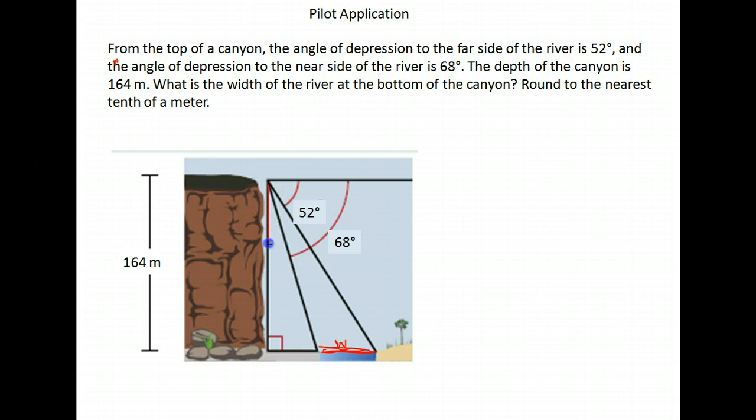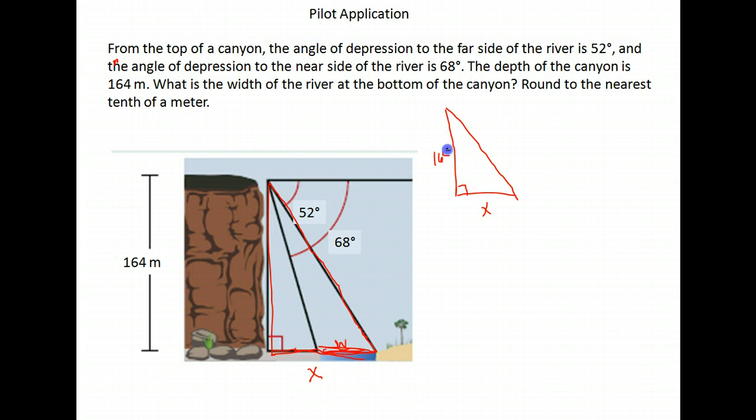But we can, in two parts, solve this problem. What we can do is take this right triangle first that goes to the far side of the river from the base of the canyon, and find the width across here. I'll call that X. Then we will find the distance to the near side of the river, and we subtract the two. That will give us the part that's left, that's the width of our river. That's the plan we're going to follow. So we are going to start by going to the far side of the river and finding our X value.